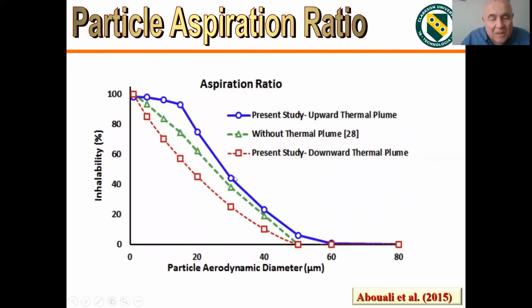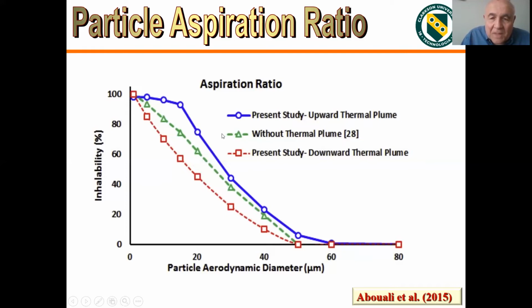Another interesting study was done by Abouali's group in 2015, on the aspiration efficiency of a person in a room with a concentration of particles. That is probably of interest to COVID transmission, because we can concentrate droplets in the room, and if somebody is there, the question is, what is the aspiration that person will see. And here, the green line is in the absence of a thermal plume. That shows very small particles, of course, we see 100% aspiration. As you go to larger sizes, it drops.